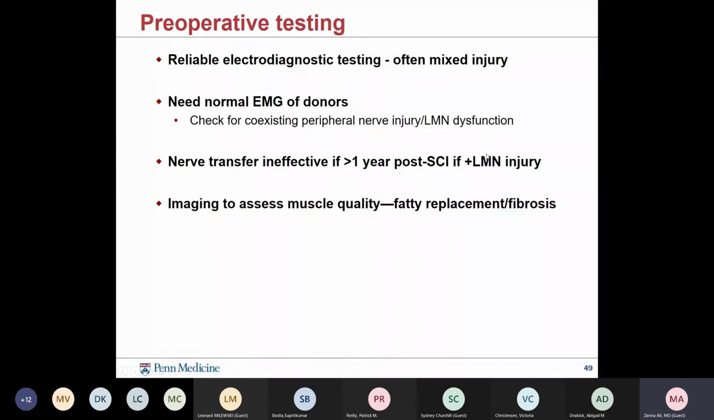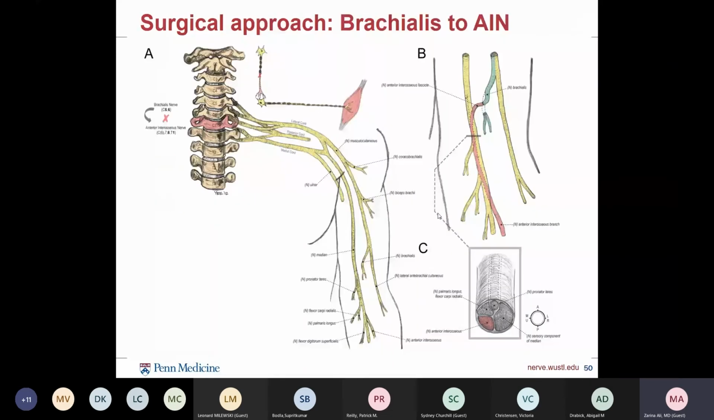And then, if again there is this mixed pattern, it's less effective, just because the end organ by that point has also been severely damaged, and it's unlikely that the transfer will work. We are utilizing imaging as an adjunct to look at the muscle quality, how much fatty replacement is present on imaging of the end organ muscle here, and fibrosis. Those findings would suggest that the regeneration to reinnervate that muscle is unlikely to be effective.